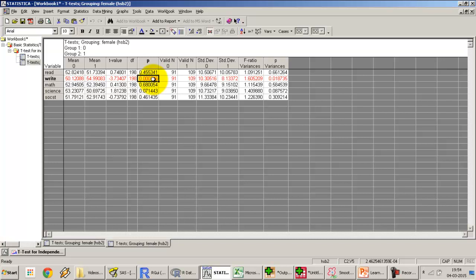Right? So this was the independent samples t-test tutorial. And in the next class, what I'll do is give you an example of paired samples t-test.